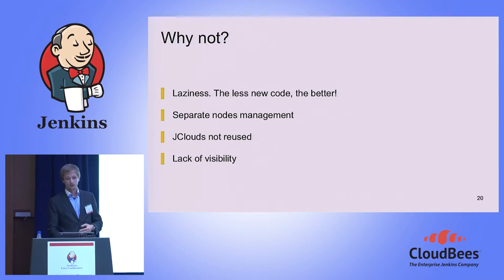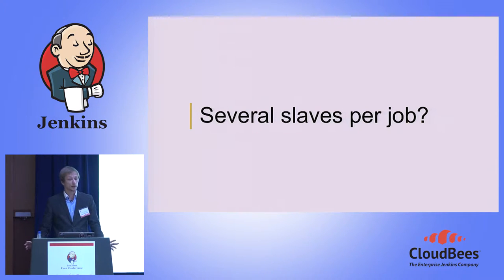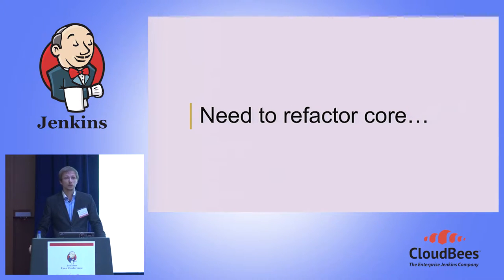So the next idea which came to us was that we can make several slaves per job, like implement something inside Jenkins that will allow us to attach several slaves to one job. But when we searched through the code of Jenkins, we thought a bit more. We understood that in this case, we would have to refactor lots of core features inside Jenkins. This is not really easy to do with a plugin. So we would have to fork Jenkins or to rework the core to supply backward compatibility. And this is also a huge job, and as I already said, we are lazy, we didn't want to do this.